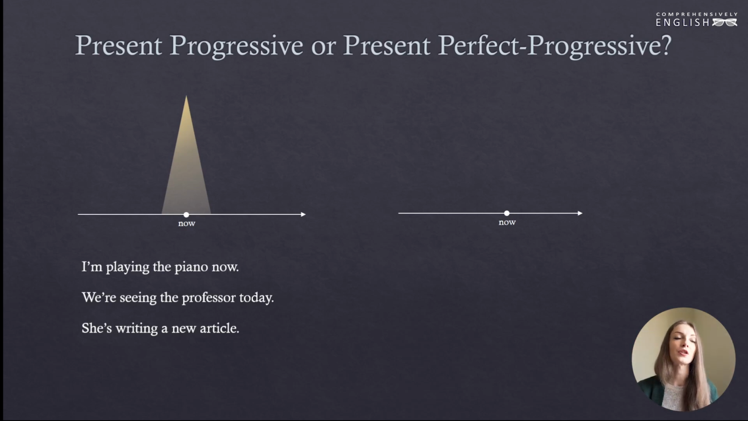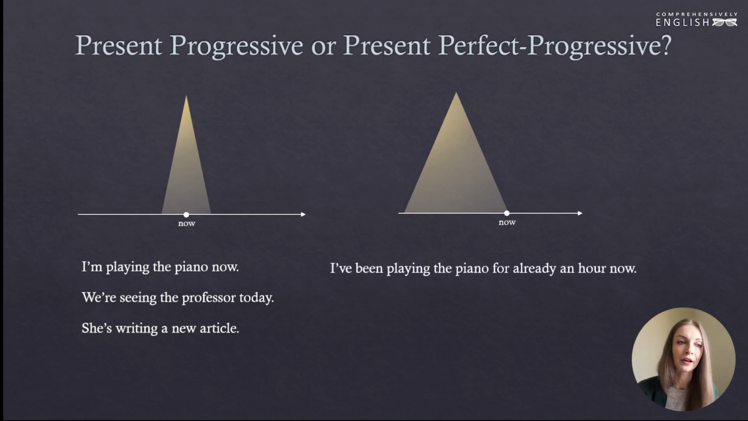When we speak in the present perfect progressive, we speak about now and some time that preceded now. I've been playing the piano for already an hour now. It's not only now that I care about. Yes, I am playing the piano now, but what I want to drag your attention to is that I have already been playing for 2 hours or for an hour now.